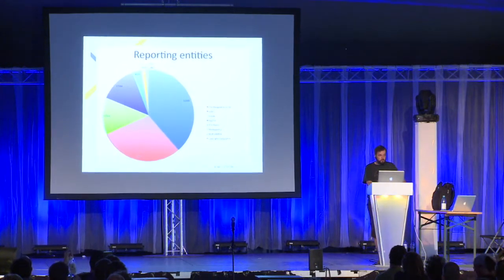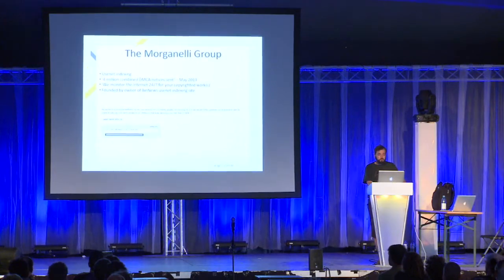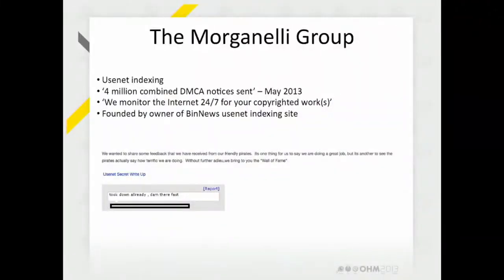Some of them are more professional than others. You can have a look. The Morganelli group have been around for quite a while. They do Usenet indexing. They have 4 million combined DMCA notices sent as of May 2013, as they say. And they advertise with, "We monitor the internet 24/7 for your copyrighted works." The interesting part here is that this particular company was founded by the owner of the Bin News Usenet indexing site.